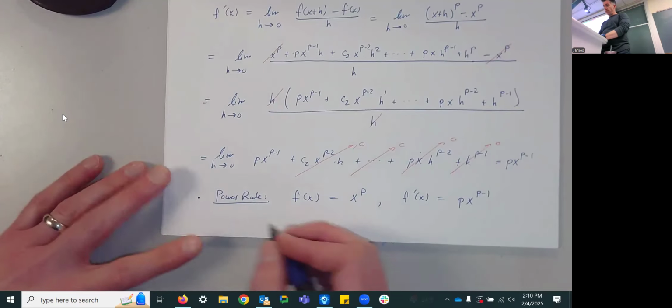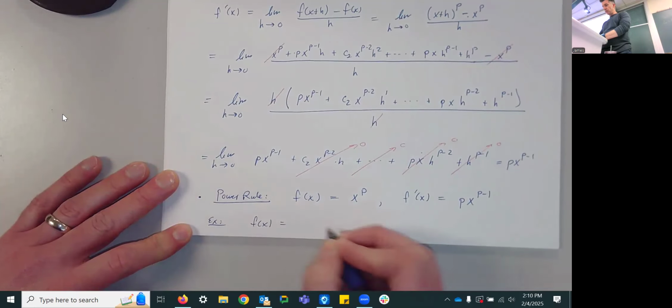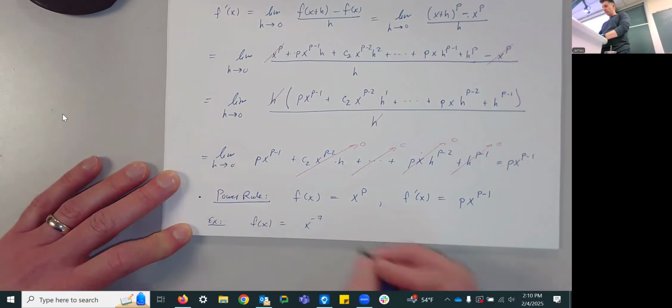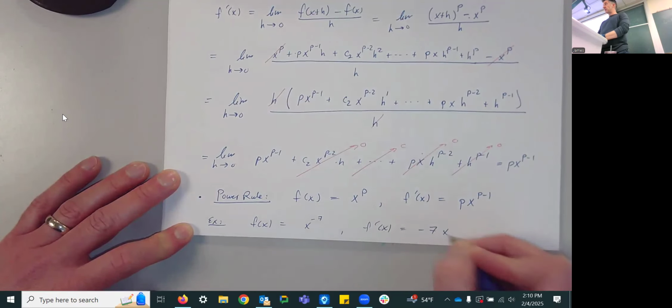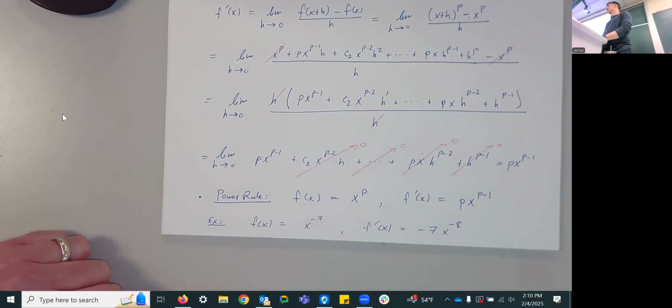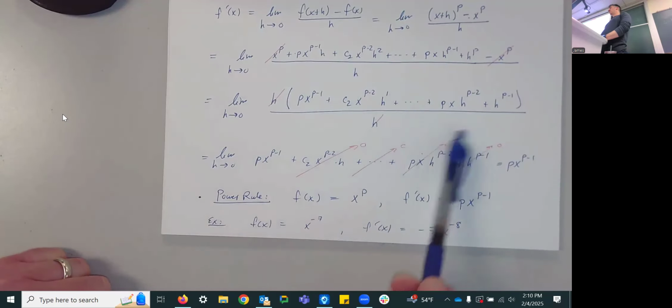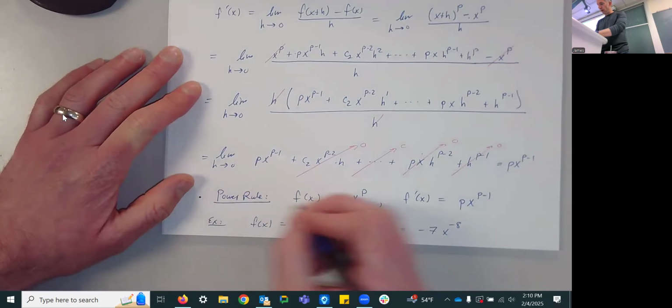So it's true that, for example, if f of x was equal to x to the negative 7th power, then your derivative is going to be negative 7 times x to the negative 7 minus 1, which is negative 8. Even though this work doesn't technically show that that's true, because this pattern that we used only really is true if your power is a positive integer. But the power rule works for any value of your power p.